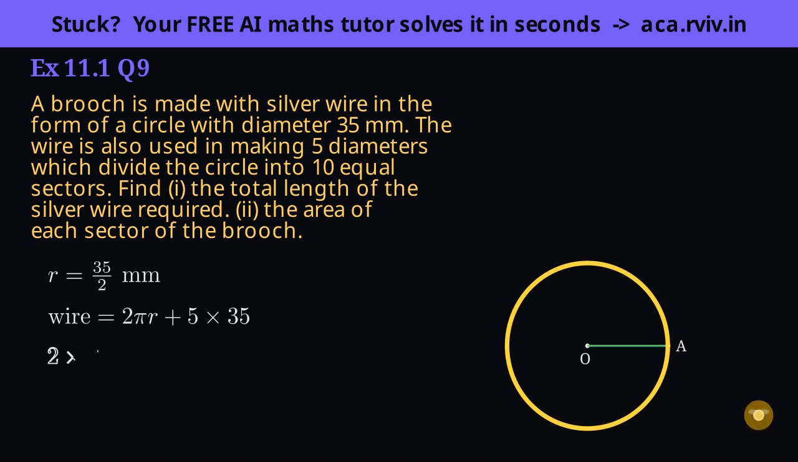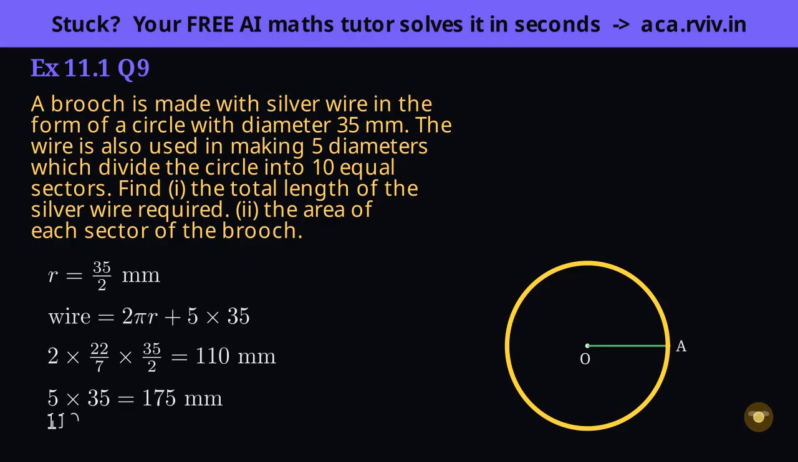First the rim, circumference is 2 pi r, and with pi as 22/7 the 7 cancels the 35 and the 2 cancels the half, leaving a tidy 110 mm for the loop. Now the straight parts, 5 diameters, each a full 35 mm across, total 175 mm. Note we use the diameter here, not the radius, because each bar runs edge to edge through the center.